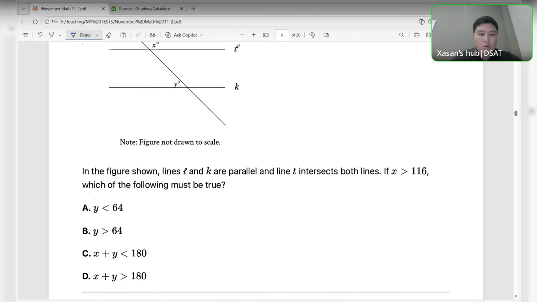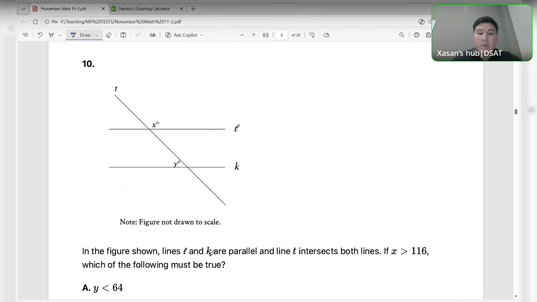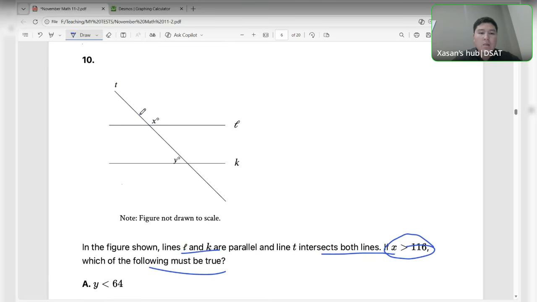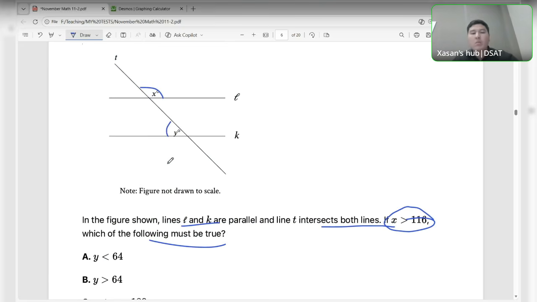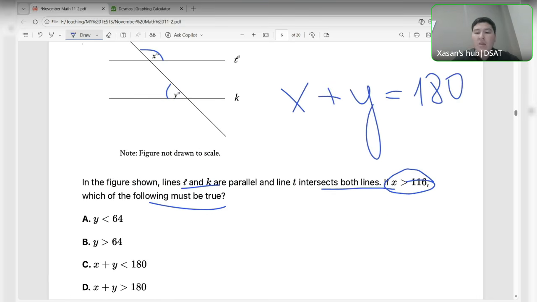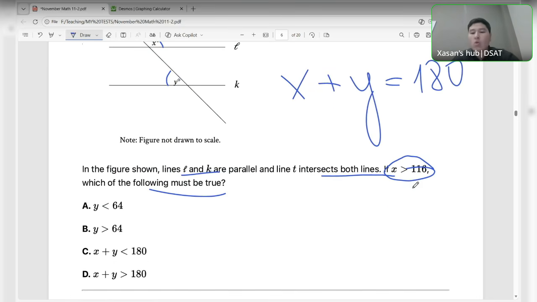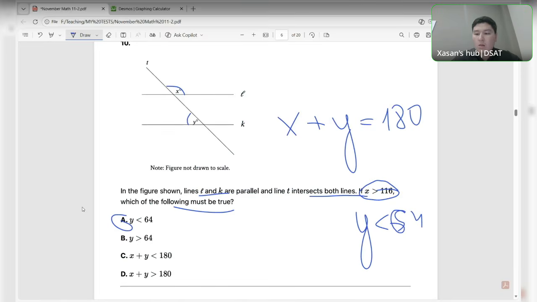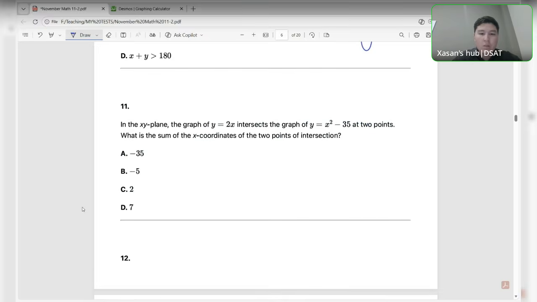And then question 10. In the figure shown, lines L and K are parallel and line T intersects both lines. If x is greater than 116, which of the following must be true? Guys, x and y angles have their sum of 180. Since the lines are parallel, x plus y equals 180. And if x is greater than 116, y must be less than 64. Because if x is getting bigger, y is getting smaller. So the answer is A here. That's all.